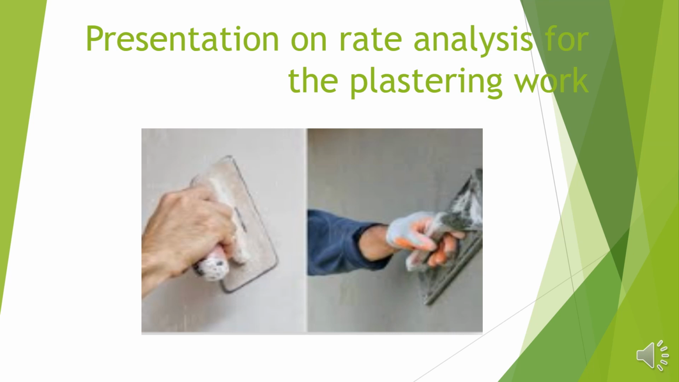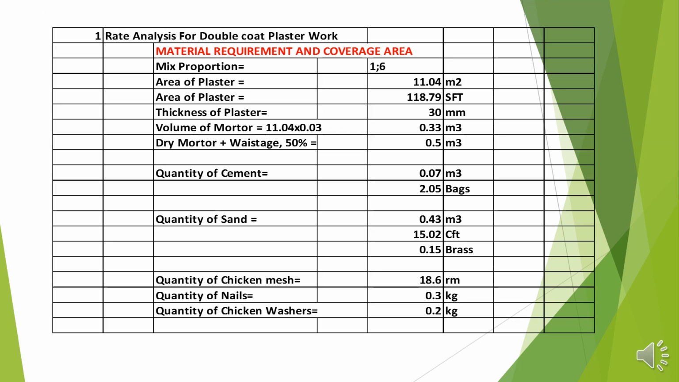Today I am presenting a small presentation on the rate analysis for the plastering work. Rate analysis for a double coat plaster work. Material requirement and coverage area. I consider a mix proportion of 1:6.